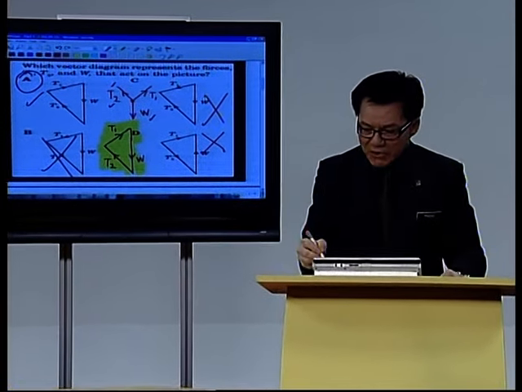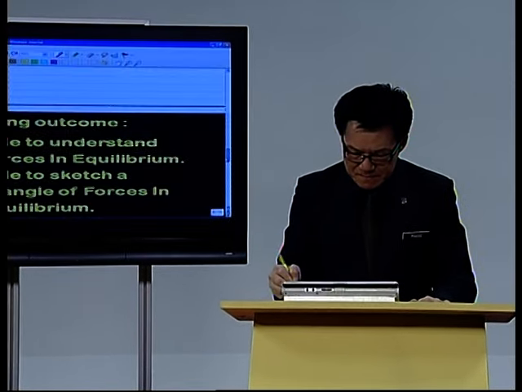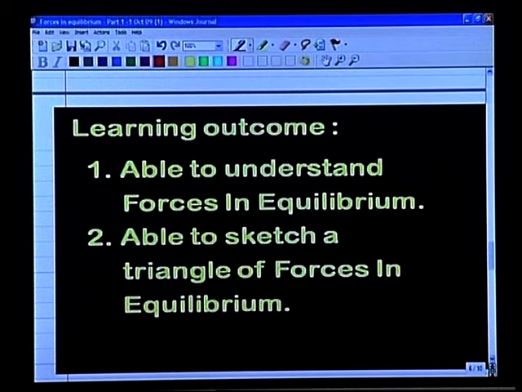So, to summarize it, now you have learned what forces in equilibrium means. And number 2, now you are able to sketch a triangle of forces in equilibrium. You can sketch a diagram showing a triangle of 3 forces in equilibrium.